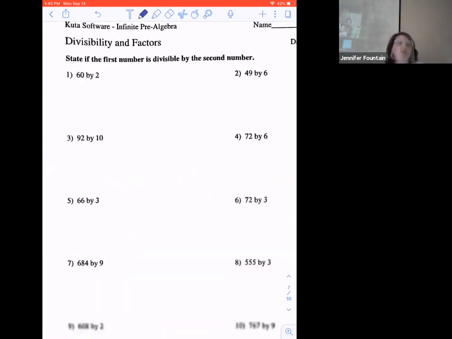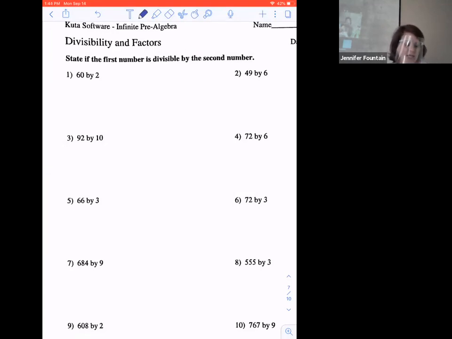Divisibility and factors. All right, so think about our divisibility rules. We know that any number is divisible by 2 if it is what kind of number? Even. Yeah, if it's an even number, I know it's going to be divisible by 2. Or, if it's a big number, I know if the last digit is an even number, then it's going to be divisible by 2. Okay? How do I know if anything is divisible by 3? I add the digits together.